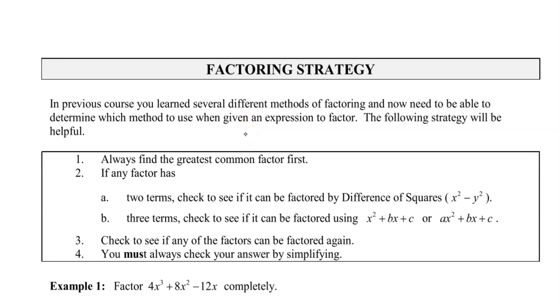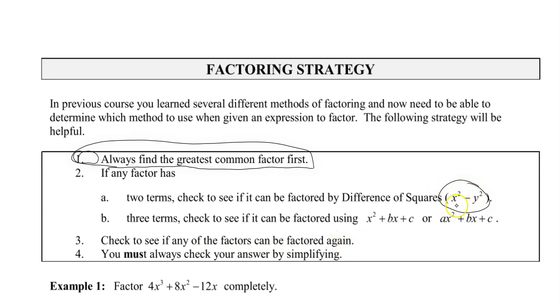The following strategy will be helpful. Number one is always find the greatest common factor first. Look at the terms and see if there's a greatest common factor. After that, if there are two terms remaining, is it a difference of squares? Difference means there's a minus sign, and squares means both terms have square roots. If there are three terms, can it be factored using x squared plus bx plus c or ax squared plus bx plus c?